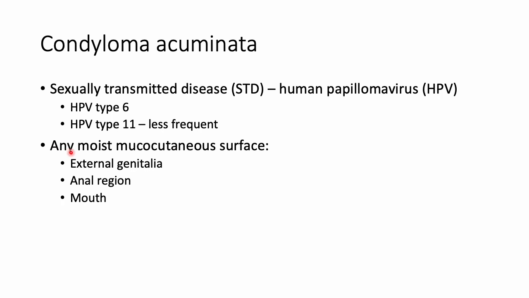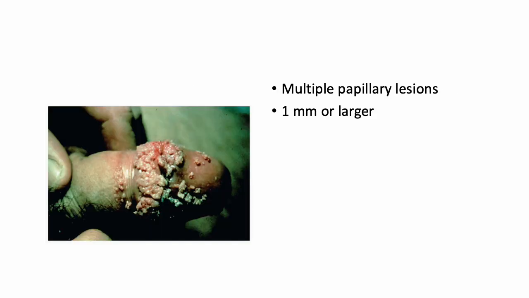So they usually occur on any moist mucocutaneous surface, usually at the external genitalia, any region, also the upper mouth. Right? So usually you can find multiple papillary lesions. Usually the size is 1 millimeter or larger. So here is the lesion. Here is when it is grouped together, so it becomes a little bit bigger like this.